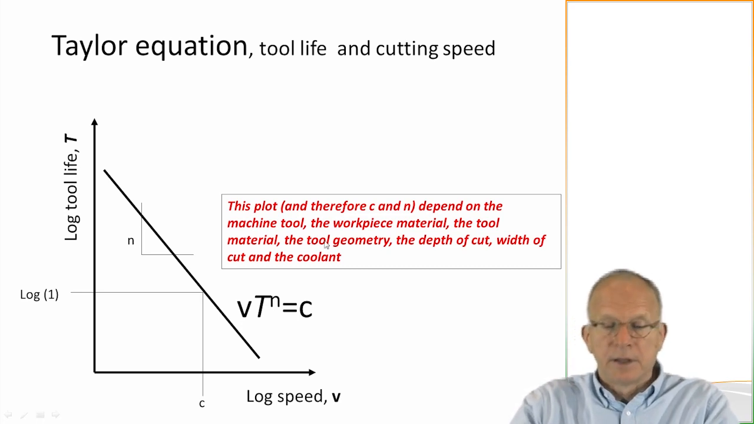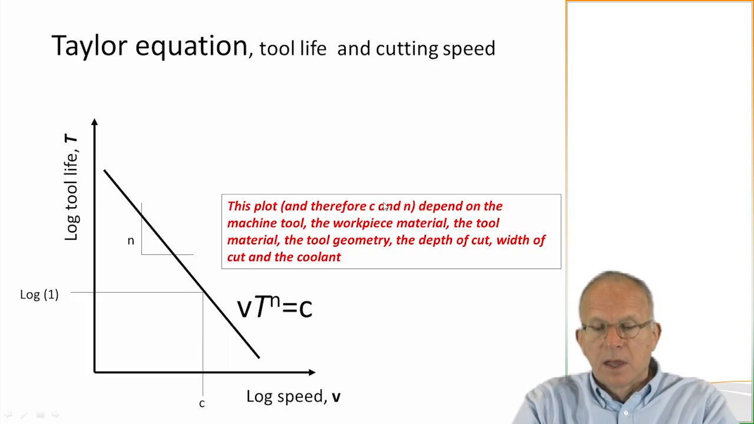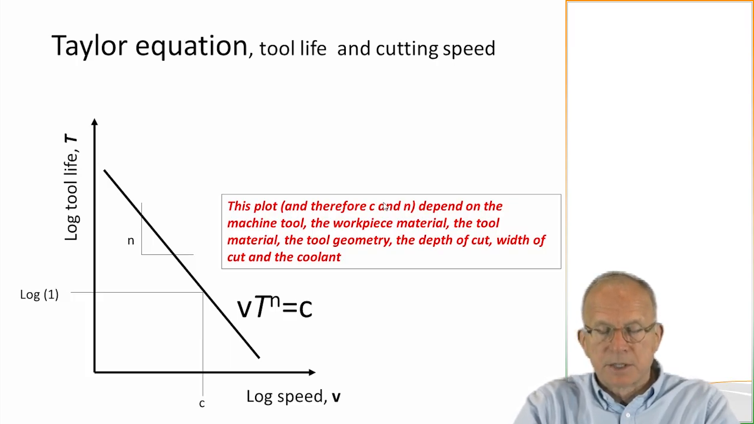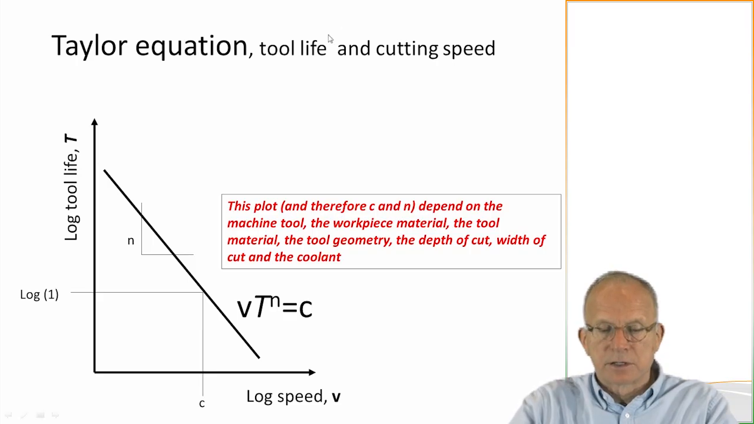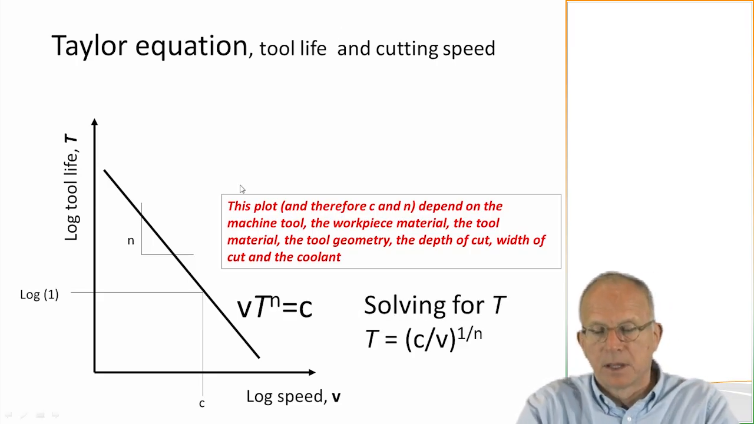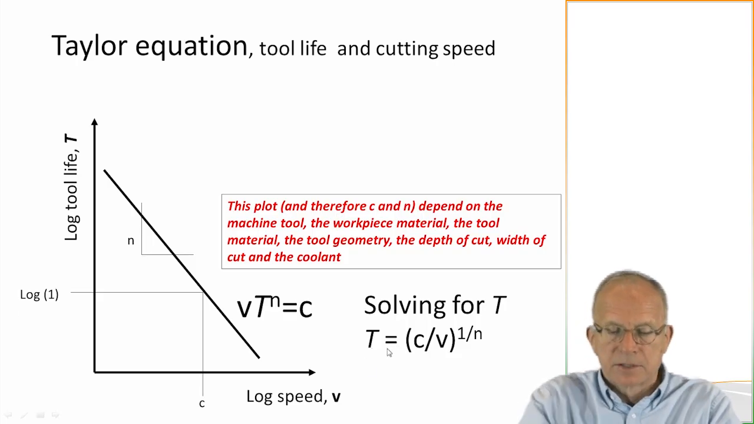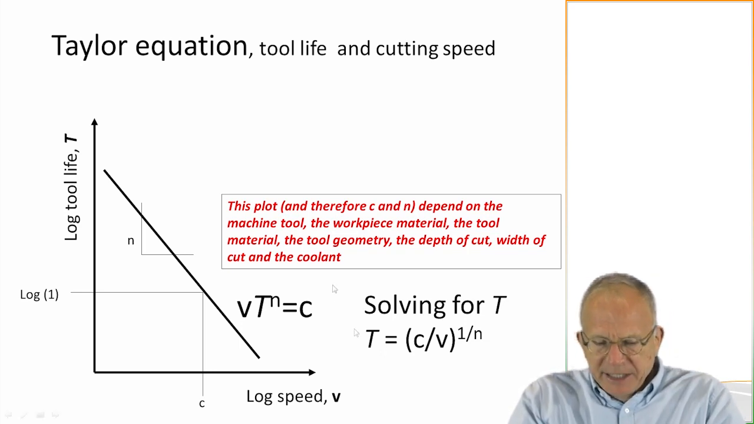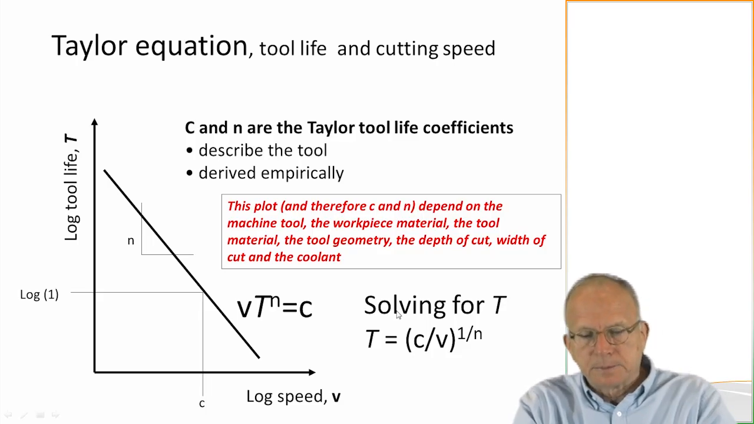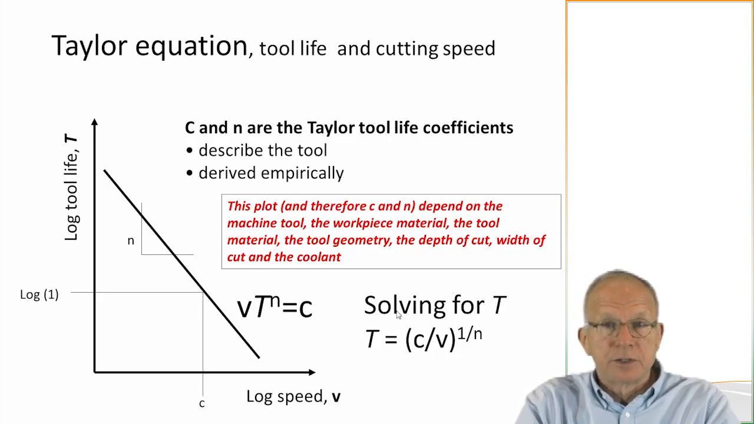Now this plot, and therefore C and N both, and those are the two constants we get from the Taylor equation, depend on the machine tool, the workpiece material, the tool geometry, the depth of cut, the width of cut, the coolant. All of those can change those coefficients. So they're quite specific to the setup. So if we solve for T, of course, we can do that. We can have an equation that looks like that. So we know what the tool life is as a function of the speed and the two Taylor coefficients. And so those are derived empirically.